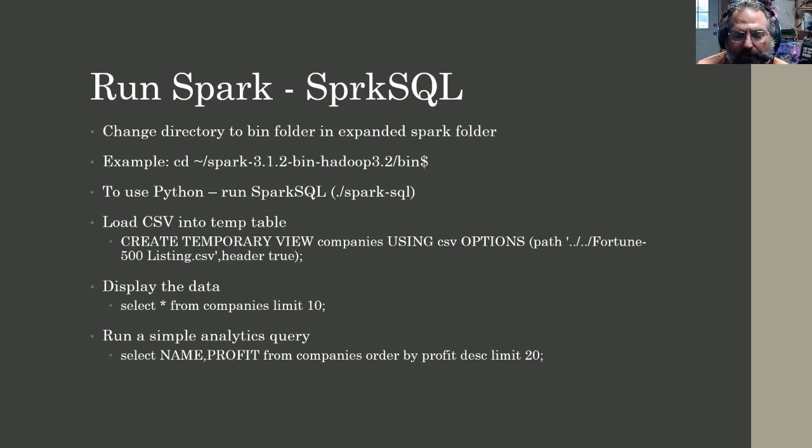You start off by creating a temporary view using the CSV format, with the options being the path and that the header is true. So we say path and we give it a relative path to the current location, and then it does have a header. Once you've done that, you've created something that looks like a typical view inside of SQL. Then you can do a select from it. So select star from companies, limiting to the first 10.